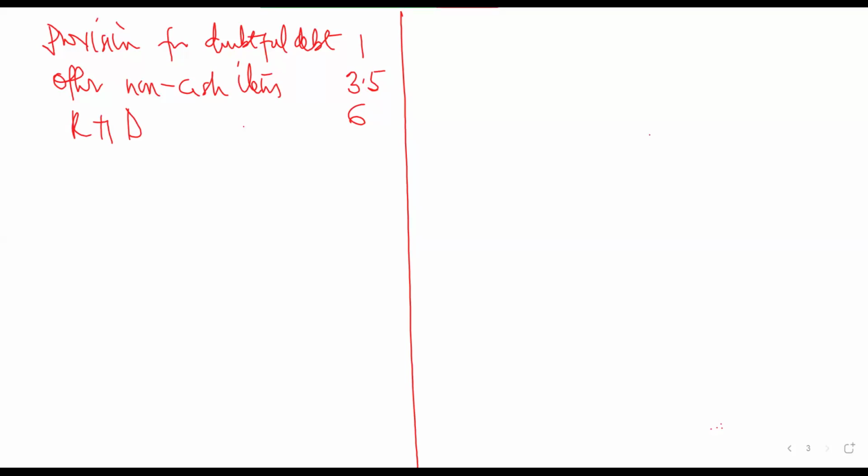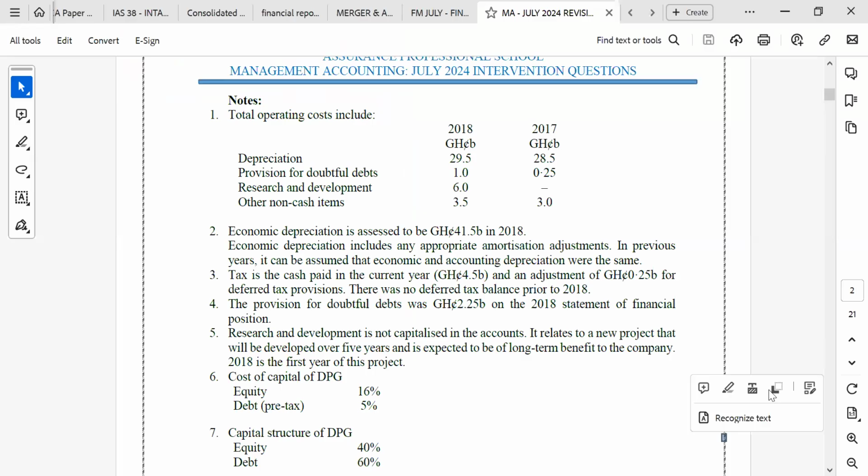Then now let's pay attention to the provision. Okay, let's pay attention to the research and development now. Research and development is not capitalized in the account. It's related to a new project that will be developed over 5 years and is expected to be of a long-term benefit to the company. 2018 is the first year of this project. So from the beginning of 2018 to the end, we have used only 1 year, isn't it?